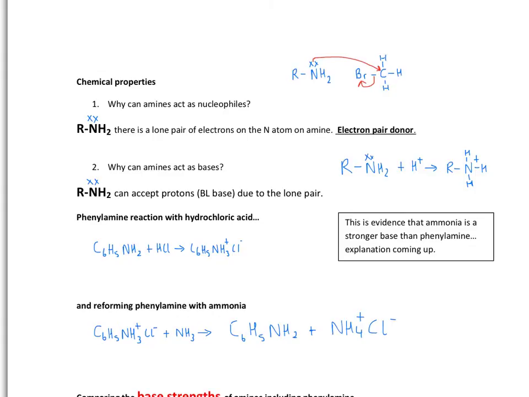Now you can reform the phenylamine with the reaction of ammonia. So ammonia is a stronger base than the phenylamine, and so removes the proton from this phenylammonium ion, forming phenylamine and ammonium chloride, the byproduct.